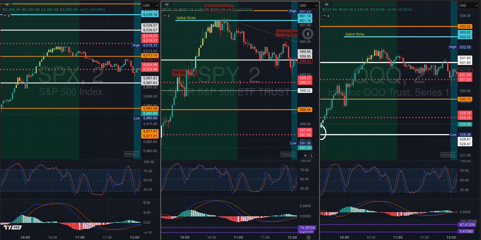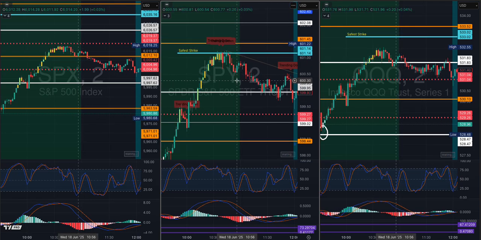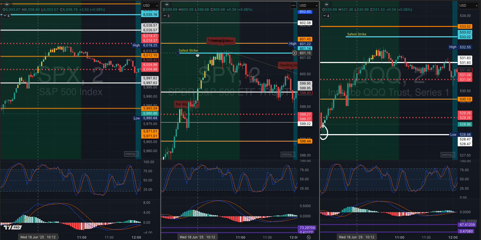But the safer strike is not a line. It's just a strike of a put that represents, if I were to take the best trade for the day and be on the safe side, meaning like 1 day expiration, this price would have been the best price for the day. And for the QQQ, that is 533. For SPY, it is 601. But as you can see, the price was also rejecting that area.